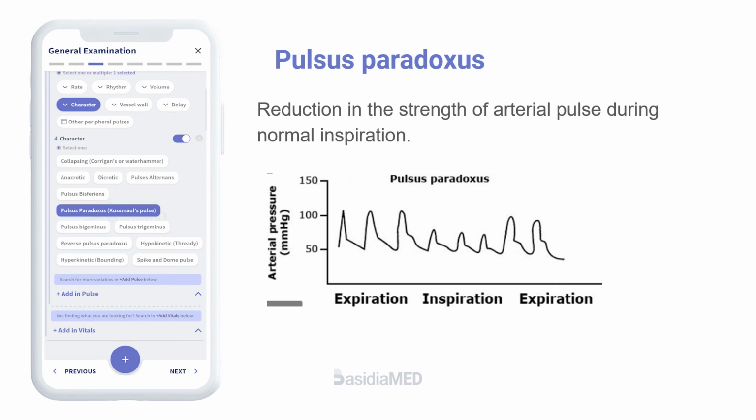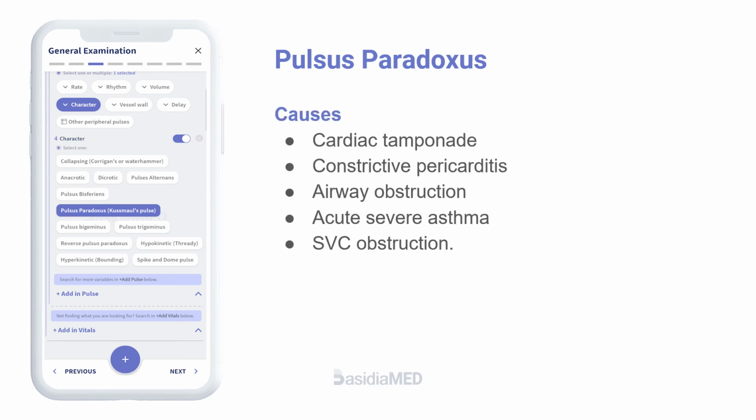Pulsus paradoxus. It is an exaggerated reduction in the strength of arterial pulse during normal inspiration, or an exaggerated inspiratory fall in systolic pressure of more than 10 mm of mercury during quiet breathing. Causes include cardiac tamponade, constrictive pericarditis, airway obstruction, acute severe asthma, and SVC obstruction.